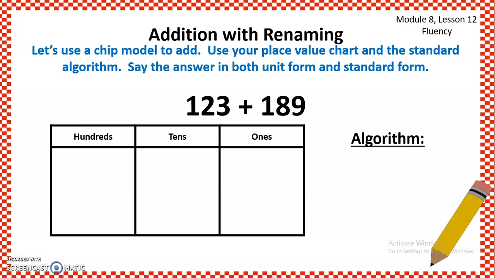123 plus 189. This is 195 plus 235. 212 plus 189. 341 plus 279. 454 plus 378.